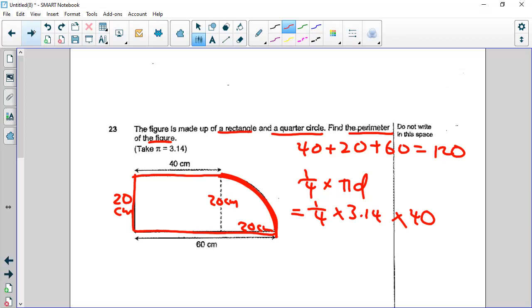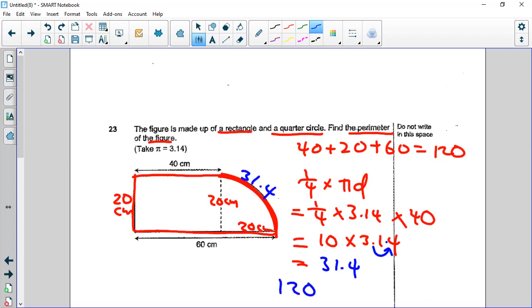So 1/4 times pi times 40, so 40 divided by 4 is 10, right? 10 times 3.14, and you have to know how to shift the decimal point to the right. All right, these are all shortcuts. Shift to the right one time, and the circumference of the quadrant is 31.4. So what is the perimeter of the whole figure? Then you take 120 plus 31.4. But remember, a whole number cannot add with a decimal. So change the whole number into a decimal, and then you add them together. The perimeter is 151.4 cm.